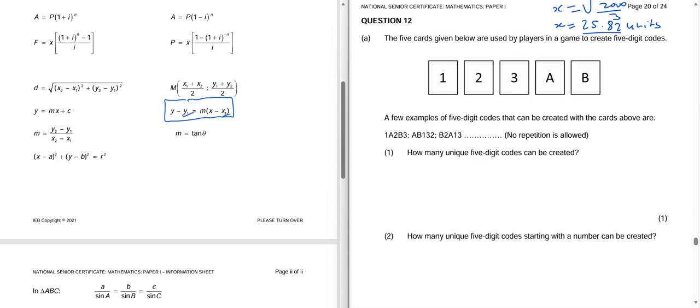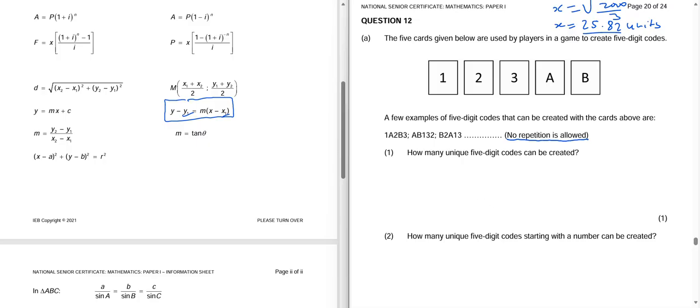For question 12, we are given that 5 cards are given below. The 5 cards are used by players in a game to create 5-digit codes. A few examples of the 5-digit codes that can be created with the cards are shown, but there's a restriction, that is no repetition is allowed. Now, how many unique codes can be created?